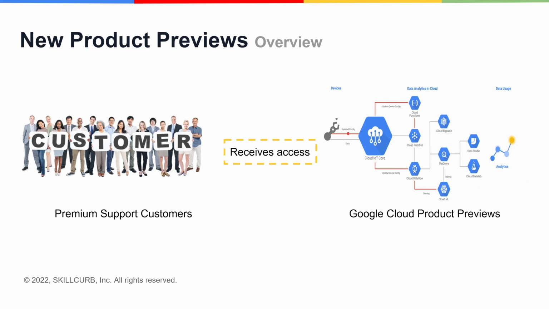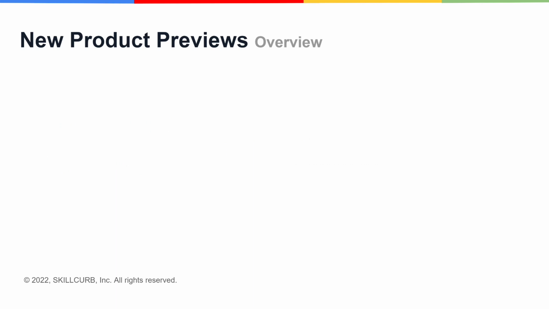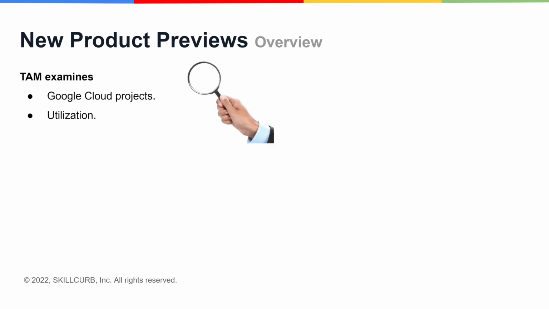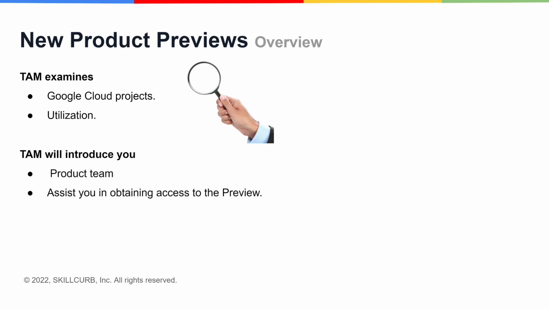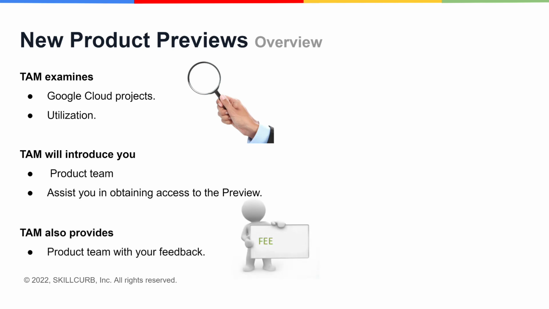Customers of premium support receive access to new Google Cloud product previews. You can get your architecture ready for a new solution by previewing it before it becomes more widely accessible to the market. Your TAM examines your Google Cloud projects and utilization in light of the objectives of your company in order to spot opportunities to try out fresh products and solutions. Your TAM will introduce you to the product team and assist you in obtaining access to the preview when they spot an opportunity. Your TAM also provides the product team with your feedback as you try the product.